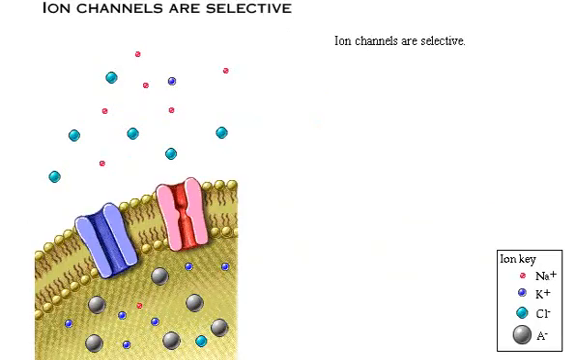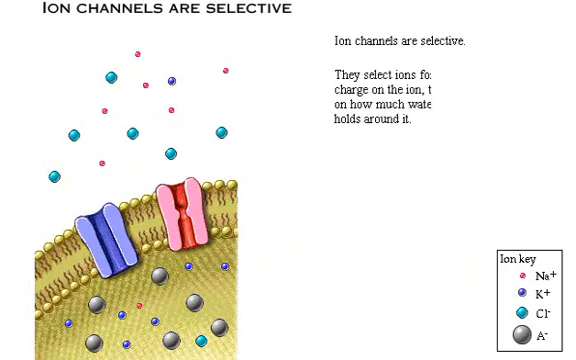Ion channels are selective. They allow some ions to pass through and prevent the passage of others. Channel selectivity depends on the charge on the ion, that is, whether it is positive or negative, on the size of the ion, and on how much water the ion attracts and holds around it.